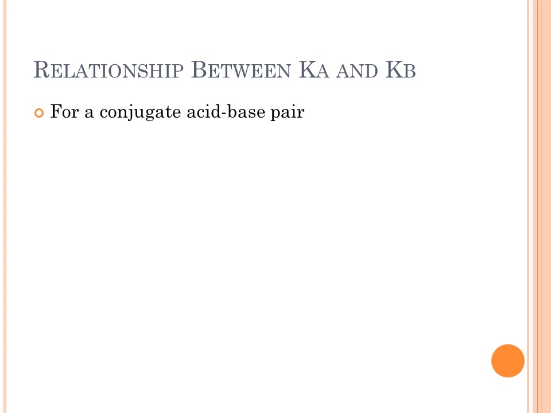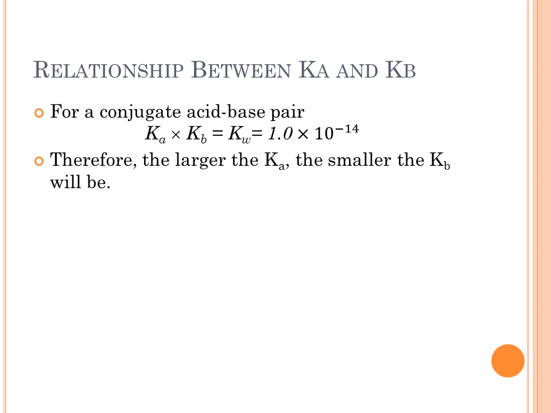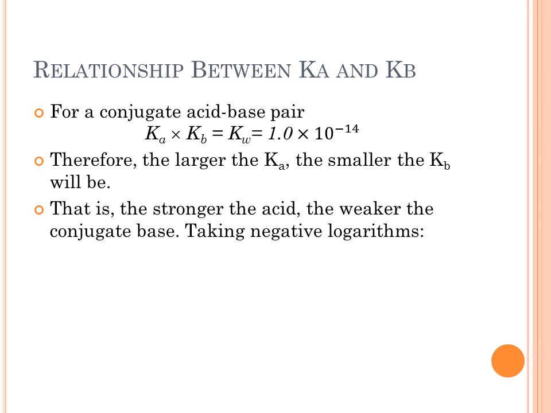So first, let's talk about the relationship between Ka and Kb, because some of these ions end up being weak acids or weak bases, and we'll have to be able to get the Ka or Kb of the ions if necessary. So for a conjugate acid conjugate base pair, Ka times Kb equals Kw, which, if you recall, is 1.0 times 10 to the negative 14th power. Therefore, the larger the Ka, the smaller the Kb, and vice versa. So if we have a stronger acid, the weaker the conjugate base, and vice versa.